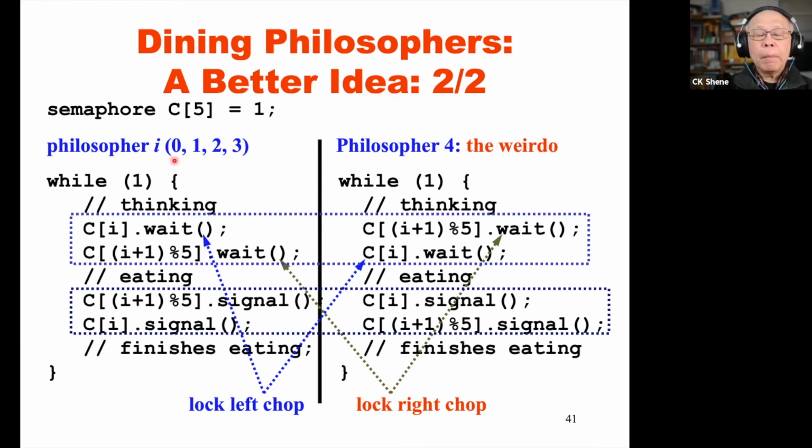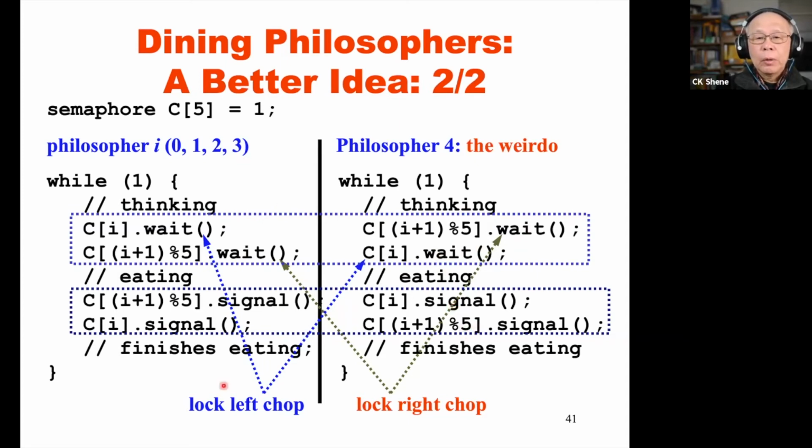Philosopher i, where i is 0, 1, 2, and 3, follows the normal track: wait for the left, wait for the right, eat, then release the right, release the left. But for philosopher 4, the weirdo, wait for his right, wait for his left, eat, then release left, release right.